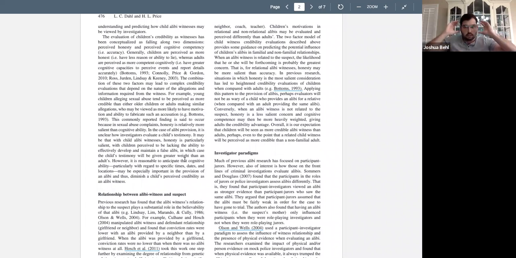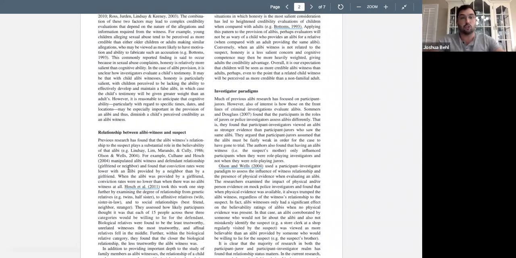So already, the red flags are going off here. Oh, I see where this is going. She wants to know, are children perceived as more credible or less credible alibi witnesses? That makes sense. Now, the relationship between alibi and suspect, we're going to zoom back out a little bit, but not too terribly far. Previous research has found that an alibi witness's relationship to the suspect plays a substantial role in the believability of that alibi. So zooming back out, well, wait a minute.